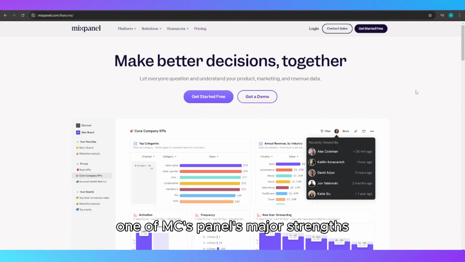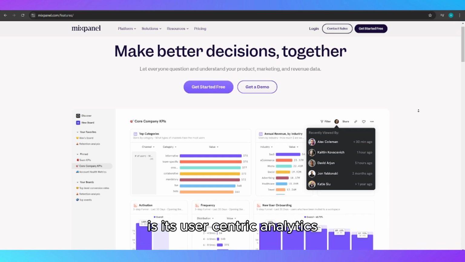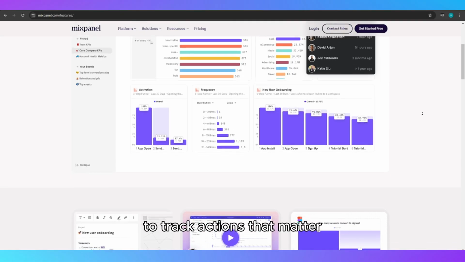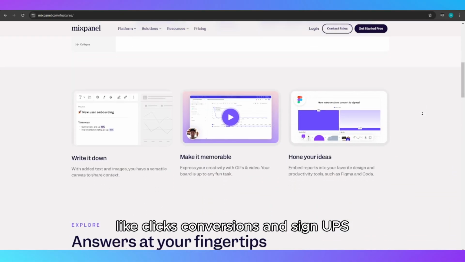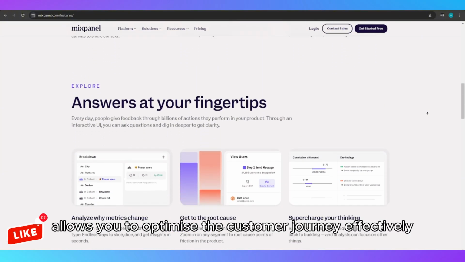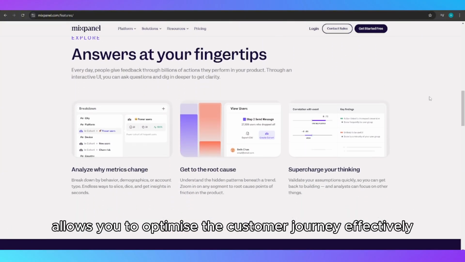Strengths? One of Mixpanel's major strengths is its user-centric analytics, which goes beyond simple page views to track actions that matter, like clicks, conversions, and sign-ups. This granular data allows you to optimize the customer journey effectively.